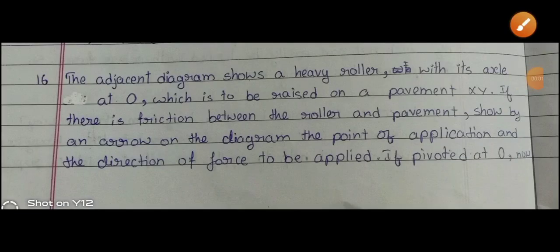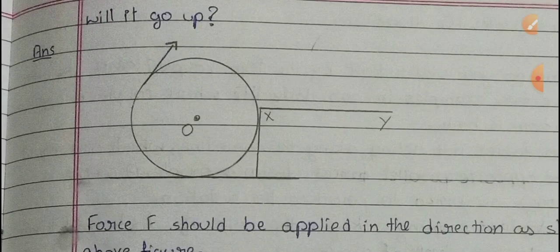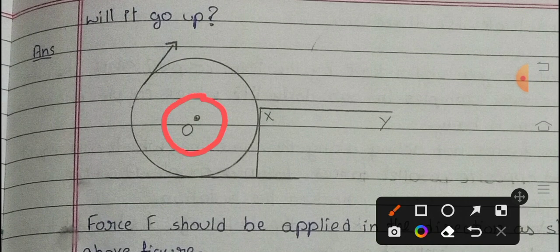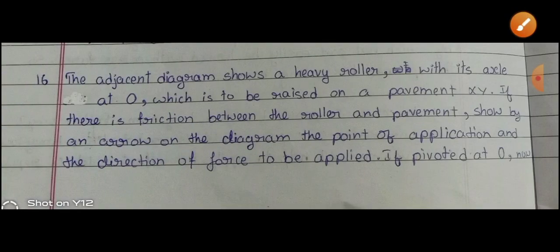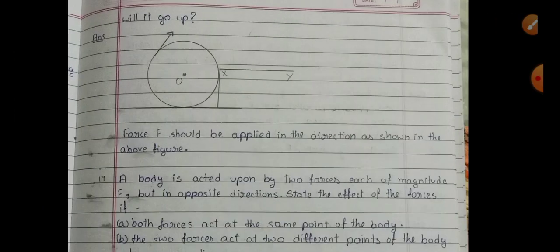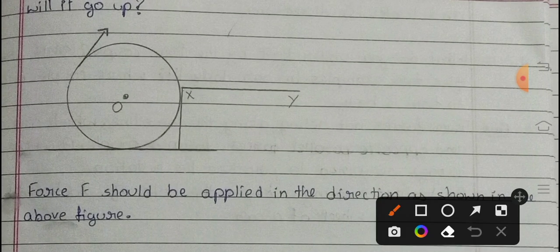The next question, number 16, for this diagram is on the next page. Now let me read the question. The adjacent diagram shows a heavy roller with its axle at O. So here is the diagram, and its axle is O. It's a heavy roller, which is to be raised on a pavement XY. It has to be raised here.